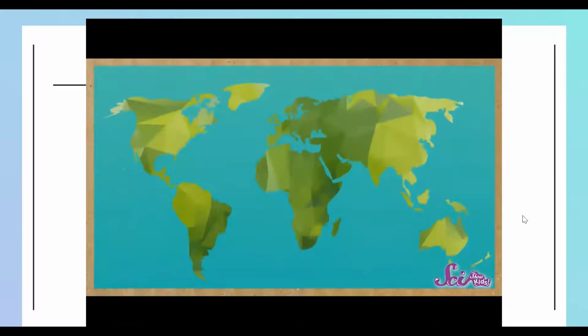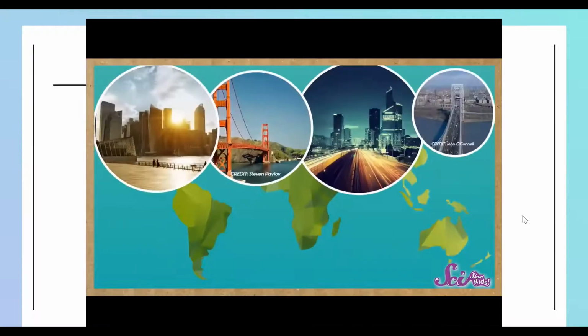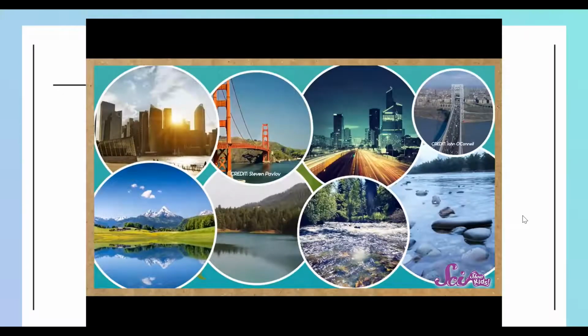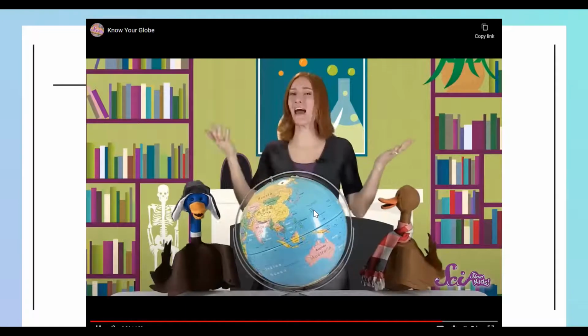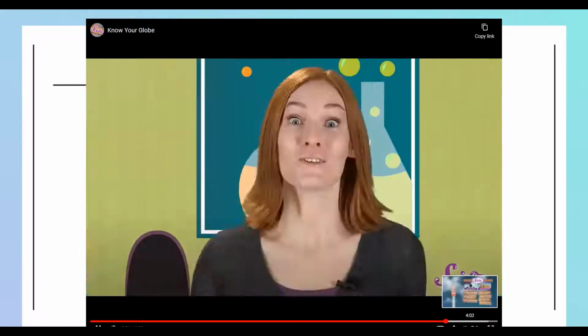Now we know our globe, or at least the basics of it. The fact is, there are thousands of cities and lakes and rivers on the globe that we didn't talk about. And all of this different stuff is what makes our Earth so different and interesting as you travel from one place to the next. So, do you know what part of the globe you live on?